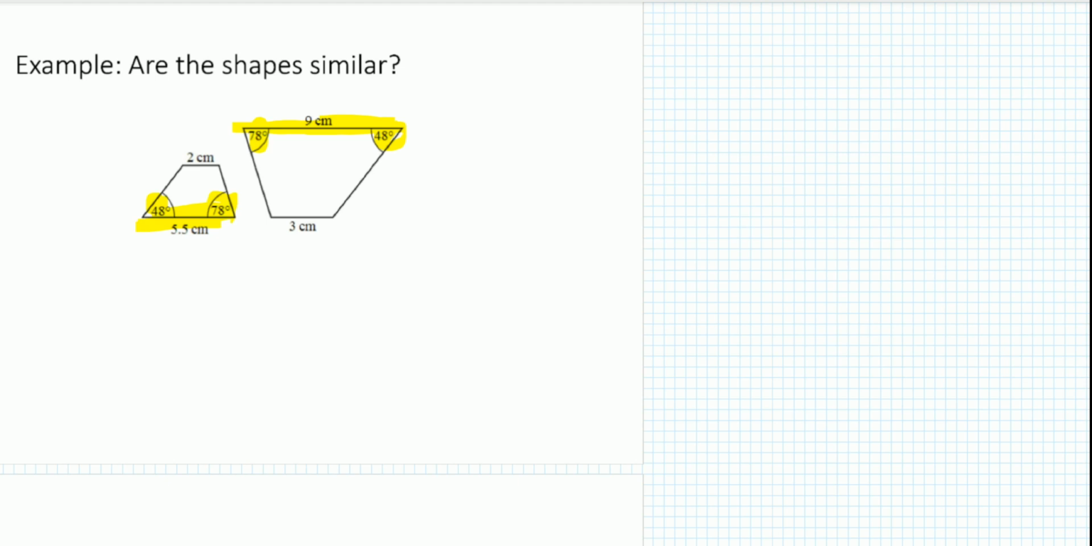So it doesn't matter what direction you're going, right? Or it could be this one. You just have to understand what the scale factor is trying to say. So I'm going to go ahead and do 5.5 divided by 9.